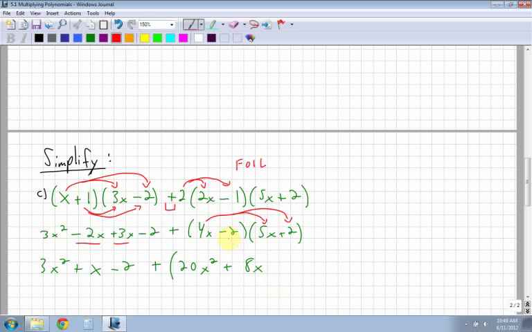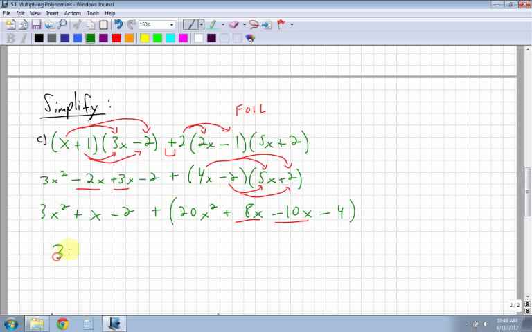Then I do the outside, or sorry, the inside, and then the last terms. So the inside, negative 2 times 5 is negative 10x. And negative 2 times 2 is a minus, because negative times a positive is a minus 4. Check for like terms. I have an 8x and then negative 10x. So finally I can go 3x squared plus x minus 2 plus, now I'm going to get rid of the brackets because it's a plus sign. Nothing is going to change inside. It's just going to be adding everything. It's not multiplying, it's adding. So I have plus 20x squared, and 8x minus 10x is minus 2x, and finally minus 4.